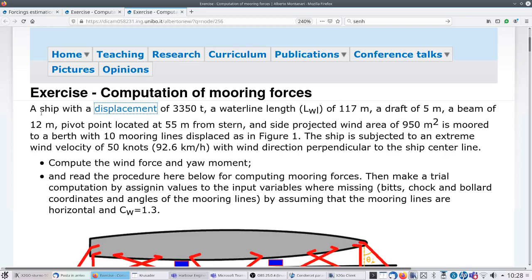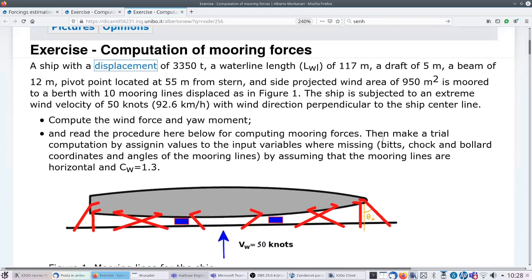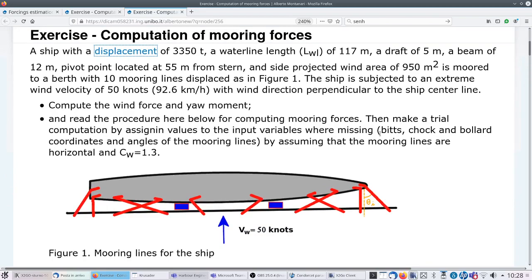So the waterline length is 117 meters, the draft is 5 meters, the beam is 12 meters. Actually, we are not using this data, but I just wanted to give you the full behaviors of the ship. The pivot point is the point around which the ship rotates under the pressure of winds, for instance. The pivot point is located at 55 meters from stern, and the side projected wind area is 950 square meters.